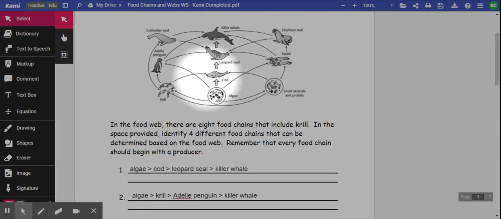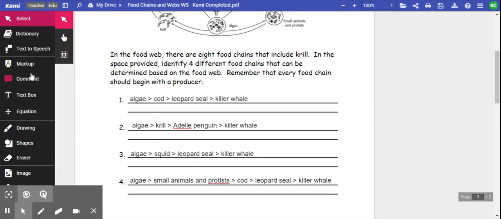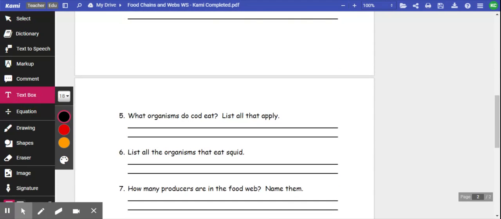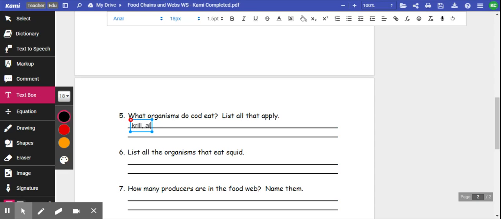Let's go ahead and we'll just look at them first. And the arrows are pointing here, small animals and protists. That means that the cod can eat small animals and protists. Also, the cod can eat algae because the arrows are pointing towards the cod. Now, this one here, the leopard seal, is not something that the cod eats. It's something that eats the cod because the arrow is pointing towards the leopard seal from the cod. So the cod is giving its energy to the leopard seal. So the things that the cod eats are krill, algae, and small animals and protists.